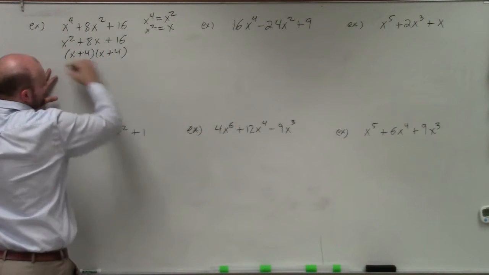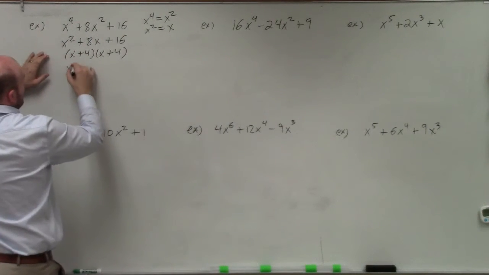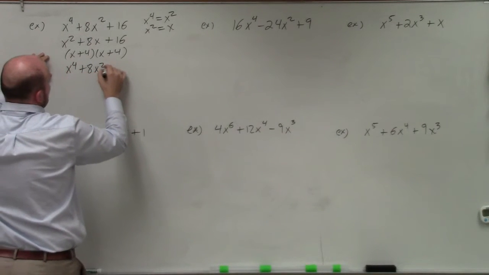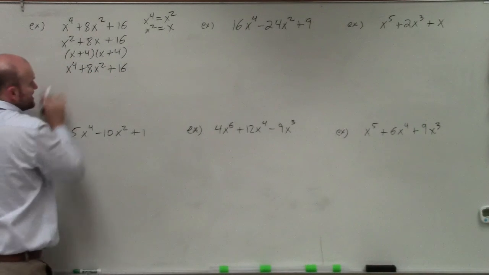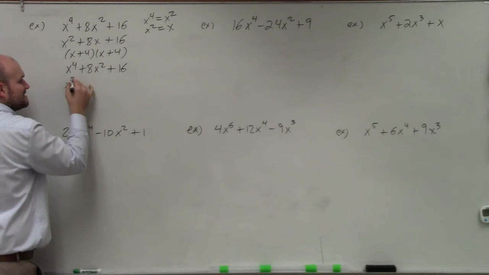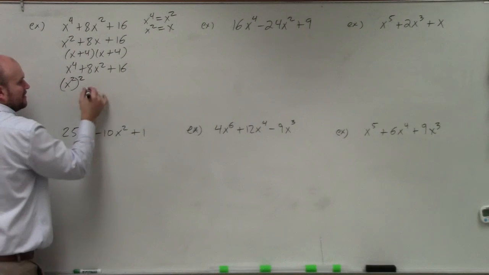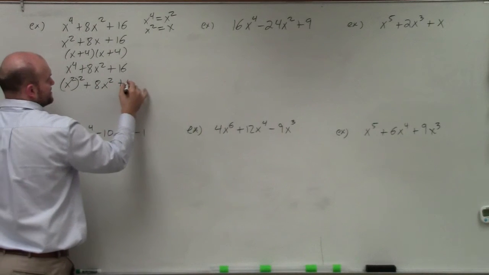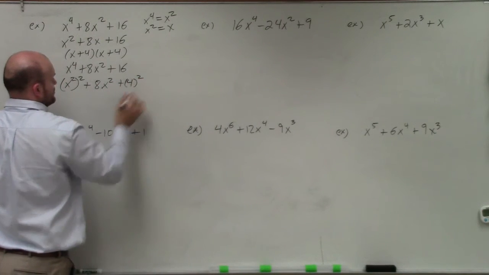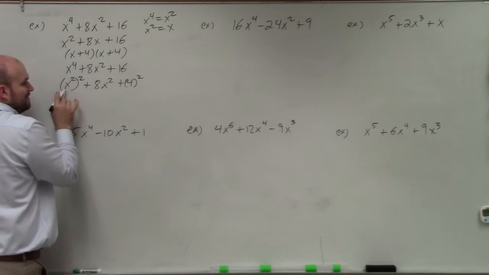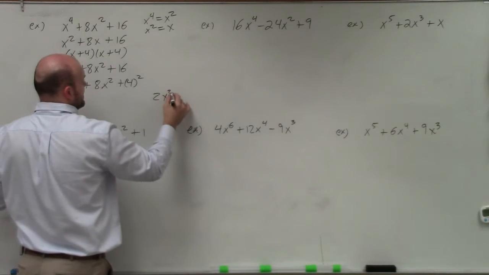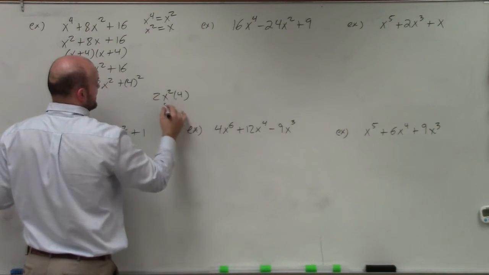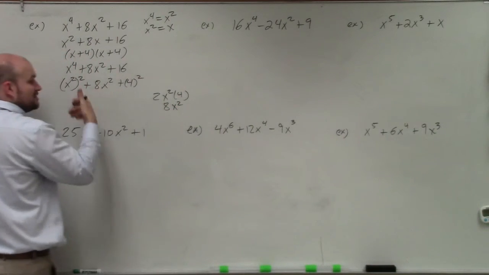Now, using that as an understanding, let's go back to our problem: x to the fourth plus 8x squared plus 16. Is x to the fourth a squared term? Yes, it is. It's x squared, squared. And is 16 a squared term? Well, yes, of course. That's 4 squared, right? And if you multiply 2 times x squared times 4, that gives you 8x squared. That's your middle term, so that's correct.